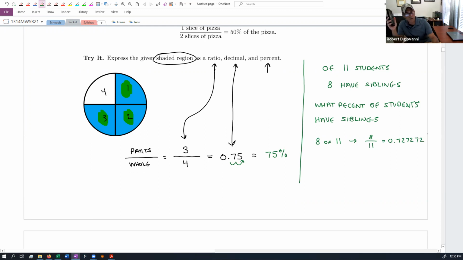So I'm going to now convert this to a percent by moving the decimal 2 places. And so I get 72.7272. It keeps going, right? Percent. So when you're taking a test, I will tell you how many decimals to round it to. So I'm going to ask us right now to round to 2 decimals.